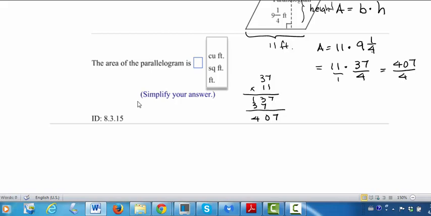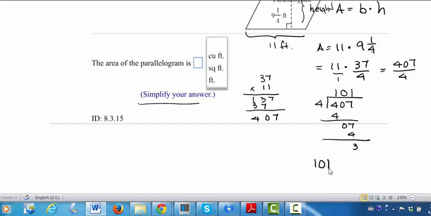Right. And it says to simplify my answer. So I could either leave it in terms of an improper fraction, but that doesn't really give me a very good idea of how big that area really is, right? So I probably would go ahead and convert it to a mixed number here, and then leave the remainder in a fractional form. So 4 goes into 407 one hundred and one times, with a remainder of 3. So my answer is going to be 101 and 3/4.